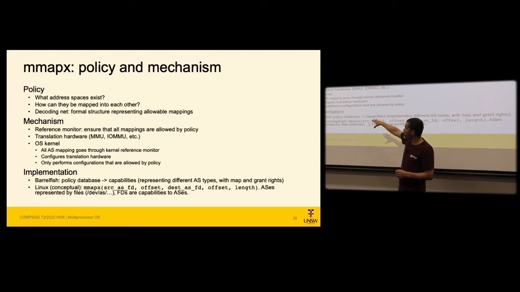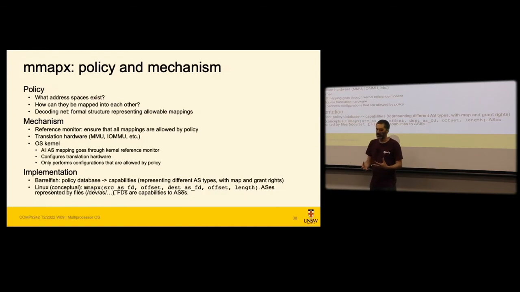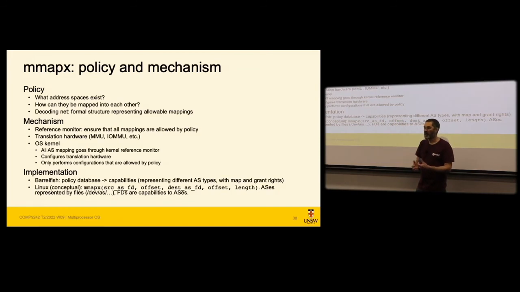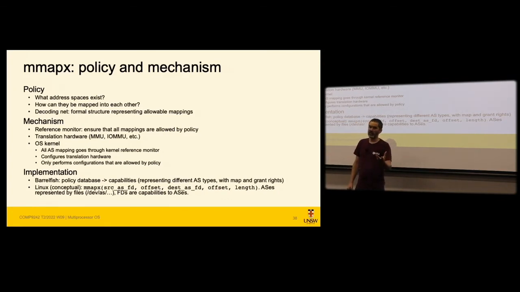So they implemented this in Barrelfish using capabilities. Basically, they had a policy database, and the policy database contained a representation of the hardware and all the address spaces in there and what kind of mappings were allowed. And that led to a set of capabilities. And then if you want to do any kind of mapping, well, it's the usual kind of capability-based approach. As you know from seL4, if you want to map a page into a page table, then you need to have a capability for the page, you need to have an appropriate capability for the page table, and you do the mapping. Likewise here, right?